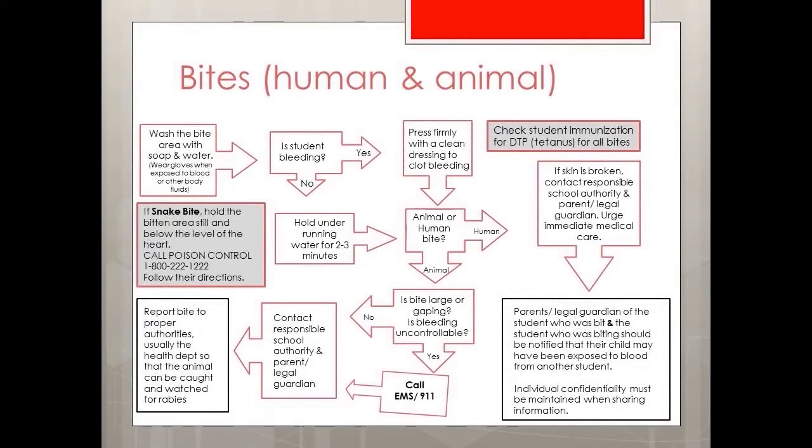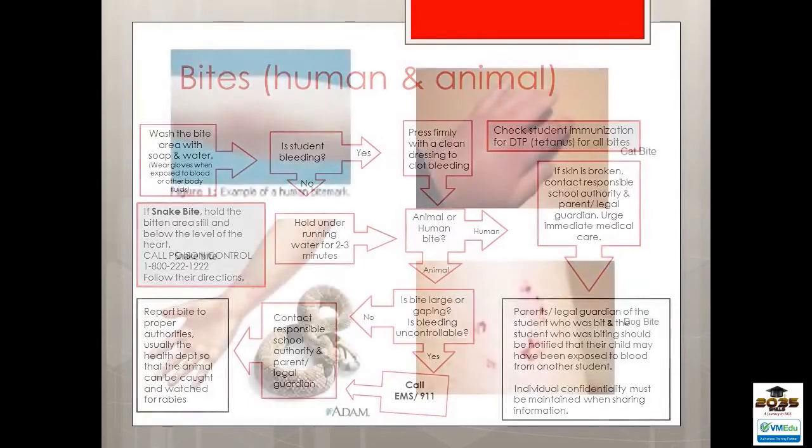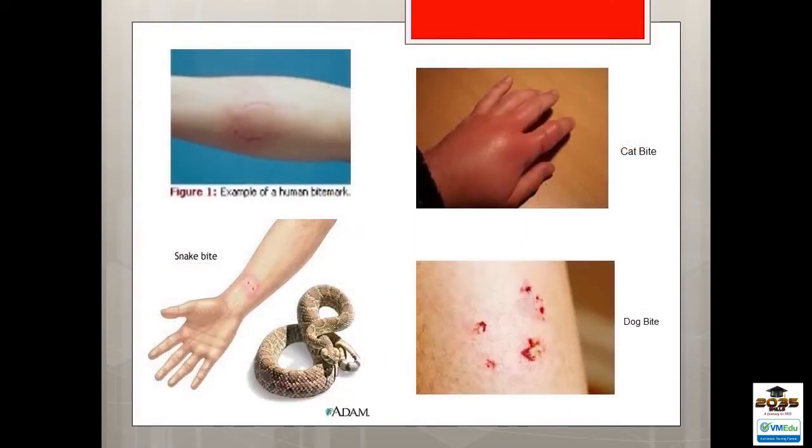Human and animal bites are common sources of injury to young children. Determine the seriousness and the nature of the injury. If the injury seems minor and skin is not broken, simply wash the area with soap and rinse with water. If the skin is broken, large, gaping, or bleeding is not controlled, seek medical attention right away. These images show a comparison between a human bite, snake bite, cat bite, and dog bite.